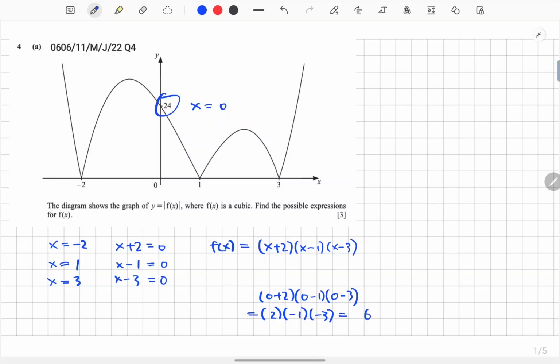To make the 6 here into 24, we should multiply the entire expression by 4. And now we'll get 24. So our final answer should have an additional 4 in front of all the factors. This is our final answer.